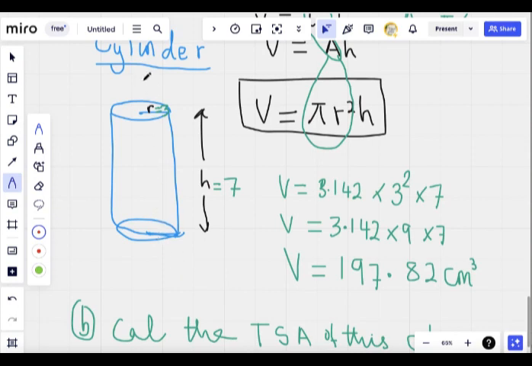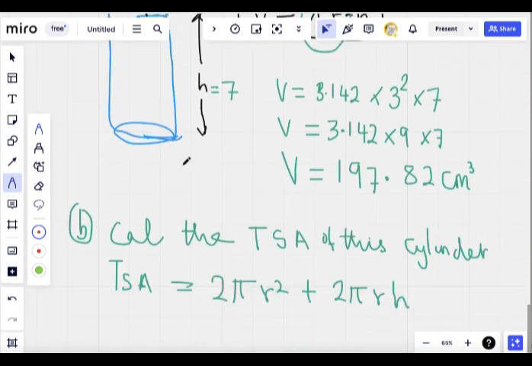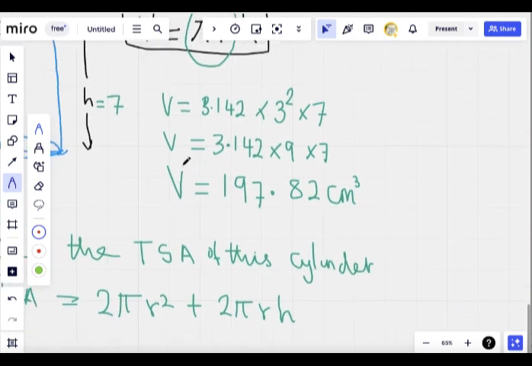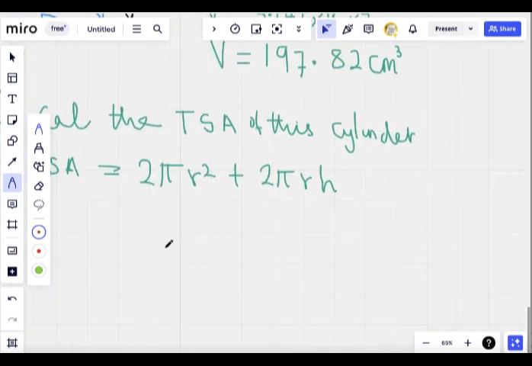So the area of one circle is pi r squared. Since there are two circles, the top one and the bottom one, for every cylinder there are two circular parts. The area of this one is pi r squared, so multiply by 2, and it becomes 2 pi r squared. That's how we got this 2 pi r squared from this part of the formula.